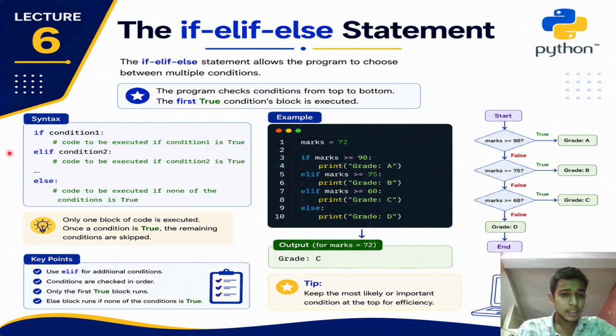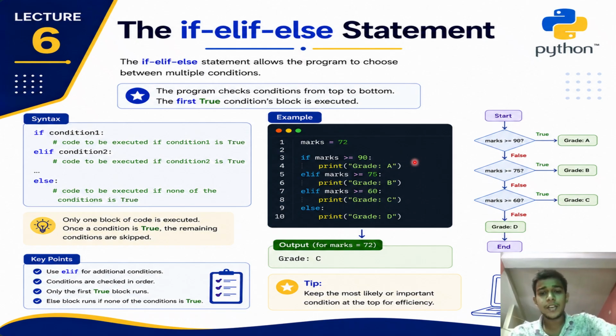Now you can see the syntax clearly. Python checks these conditions from top to bottom. As soon as it finds the first condition that is true, it executes the block of code and stops checking the remaining conditions. Now let's understand the example shown here on the slide. First, we write marks equal to 72. Here the variable marks stores the value 72.